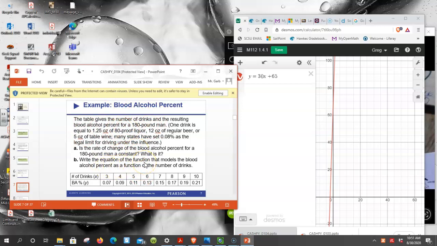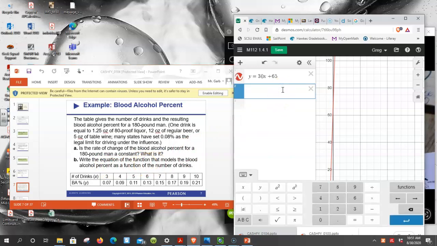Write an equation of the function that models the blood alcohol content. Okay, so that's going to be y equals. Now, what's the rate of change? Right, 0.02x. So for each drink, x, this blood alcohol level goes up by 0.02. And I guess I have to take that back, because two drinks would be 0.05. Actually, no, take that back. All right, so what's the rate of change?